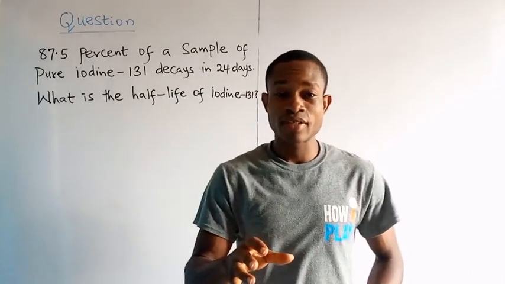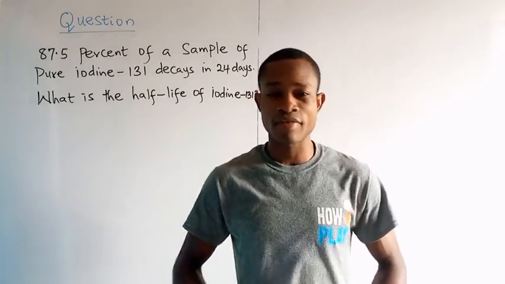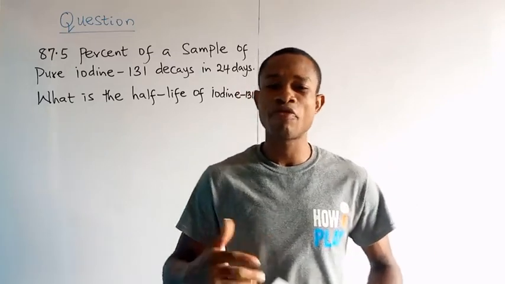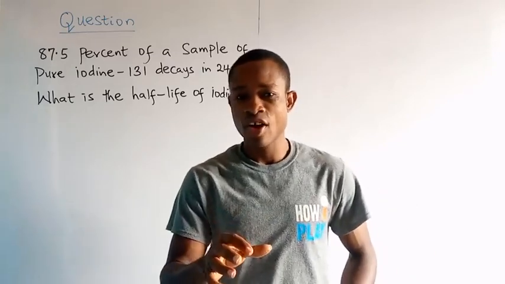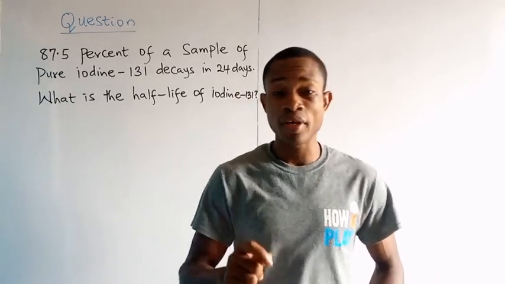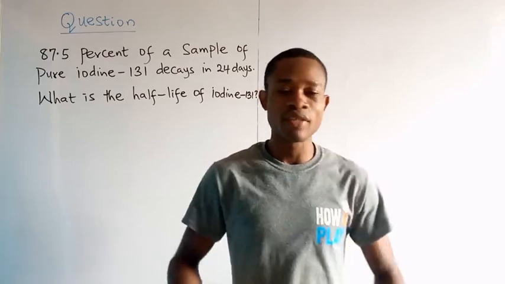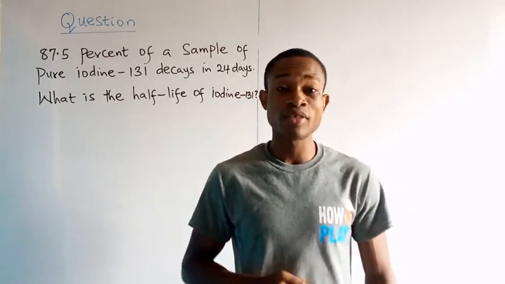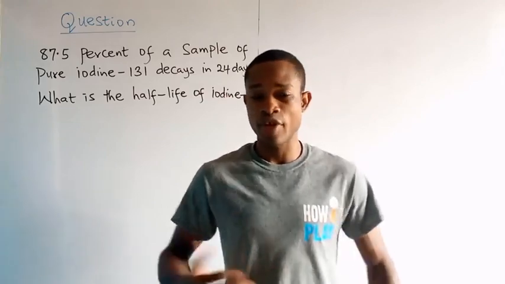Like I rightly said, this question is a radioactivity problem. We are required to calculate, to determine, to find what the half-life of iodine 131 would be, given that 87.5% of this iodine 131 decays in 24 days.